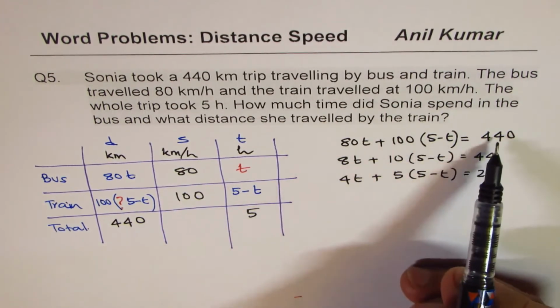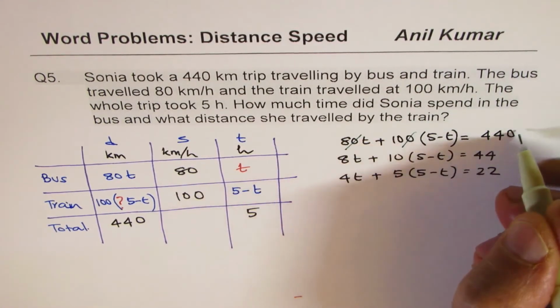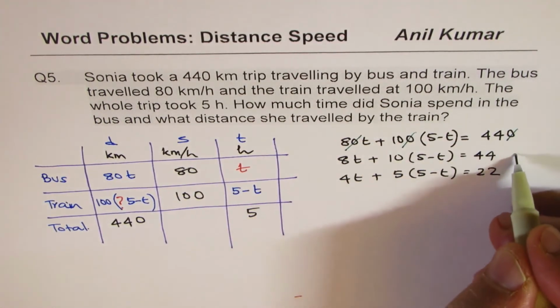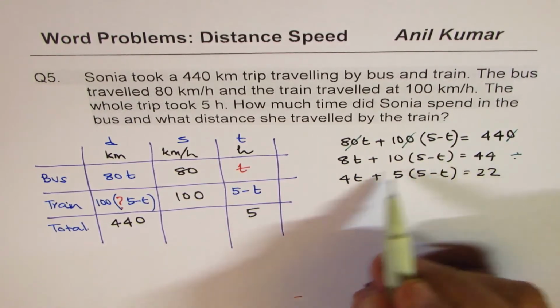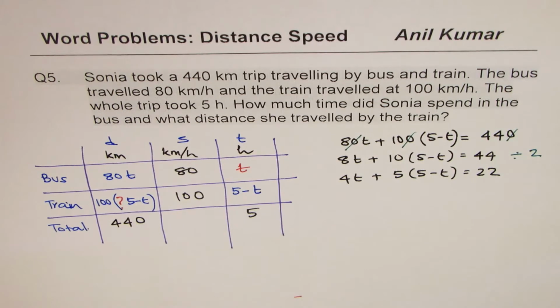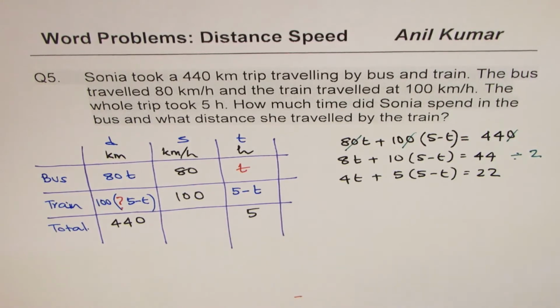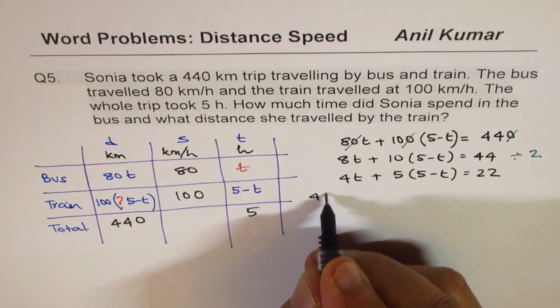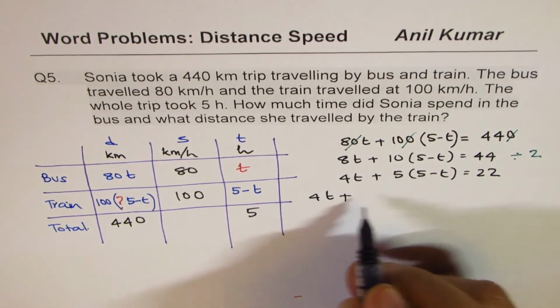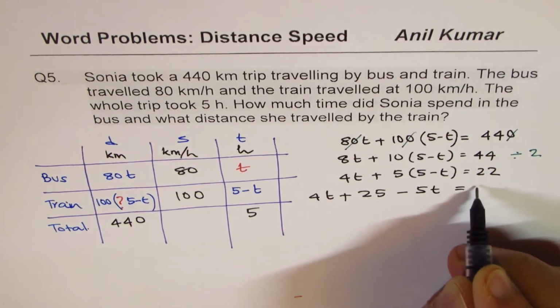First we divide by 10, getting rid of these zeros. And then we have divided this equation by just 2, because 10 cannot be divided by 4. That's the reason. So we get our equation. Now let's open the bracket. So when you open the bracket, you get 4t plus 5 times 5 is 25 minus 5t equals 22.